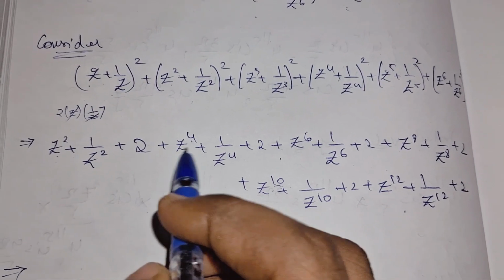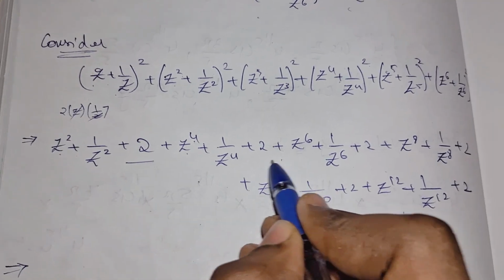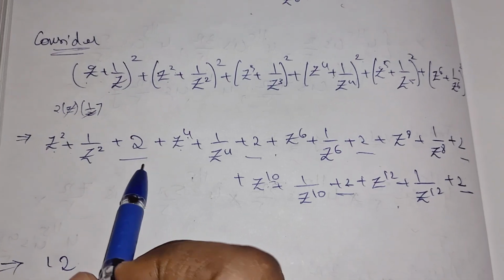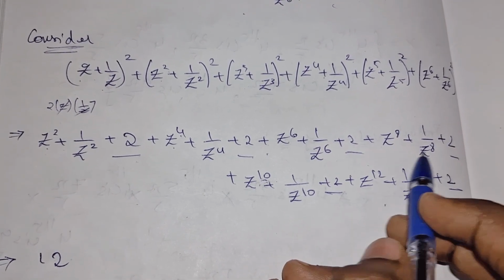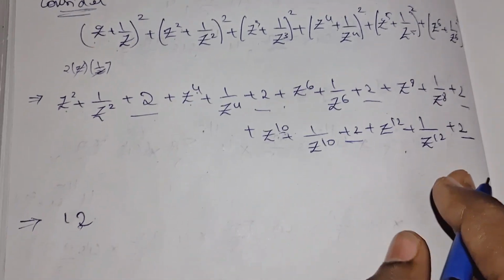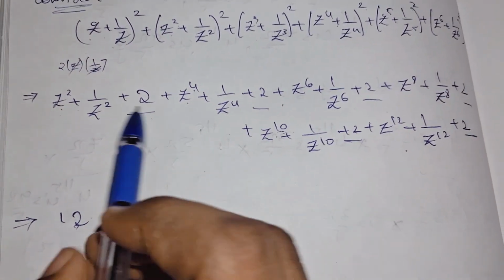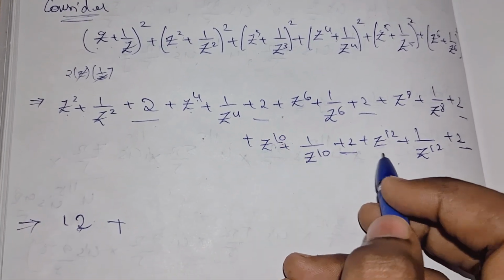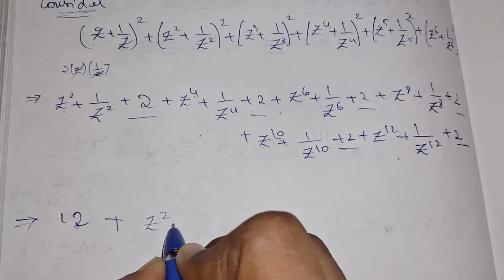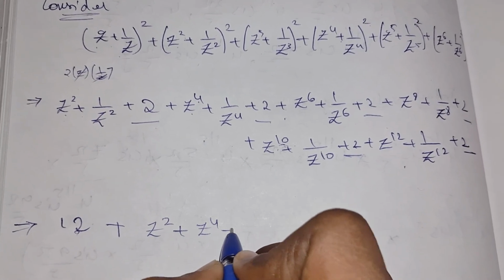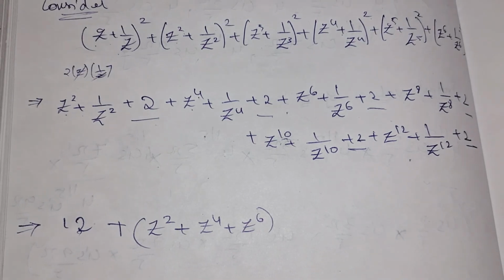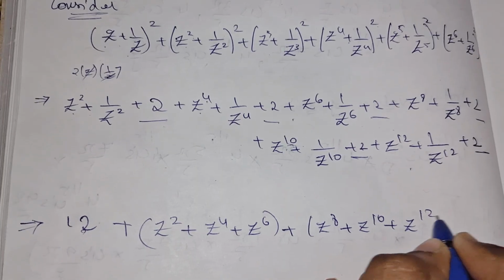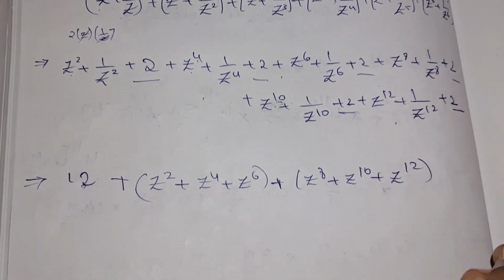Now from this you have to add these 2's here, so you will get 2, 4, 6, 8, 10, 12. So you will get 12 here. Plus we will take these terms z square, z to the power 4, z to the power 6, z to the power 8, z to the power 10, z to the power 12. So I am combining one term as z square, z to the power 4 plus z to the power 6. Okay. And one more z to the power 8 plus z to the power 10 plus z to the power 12. I'll say why I am writing in this way.